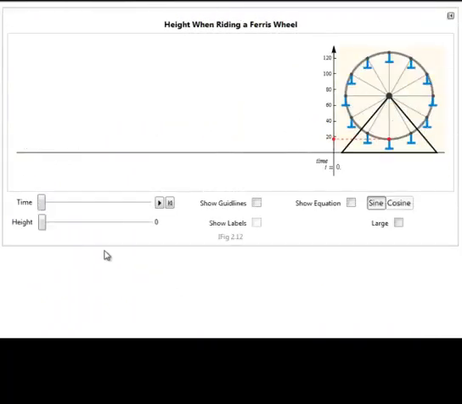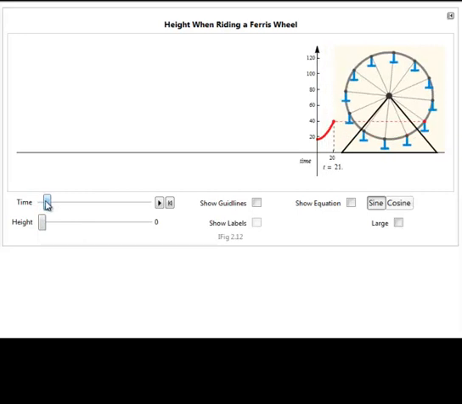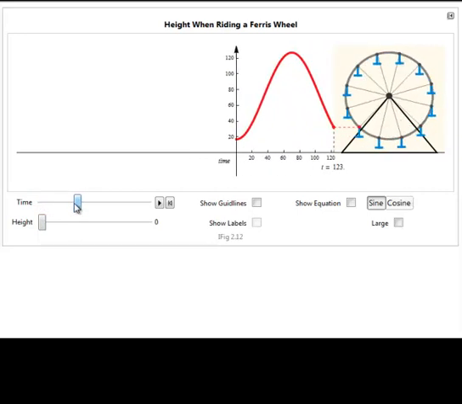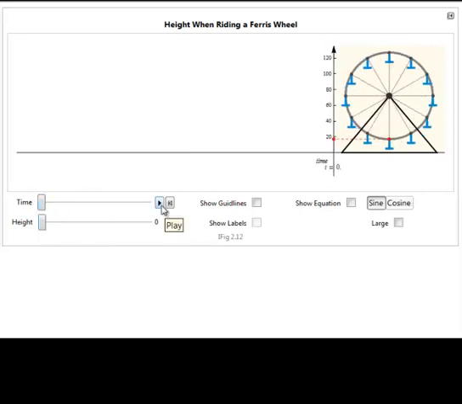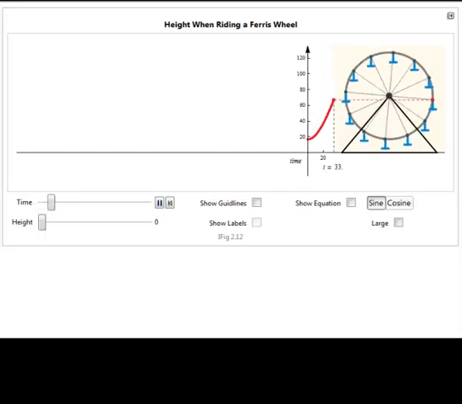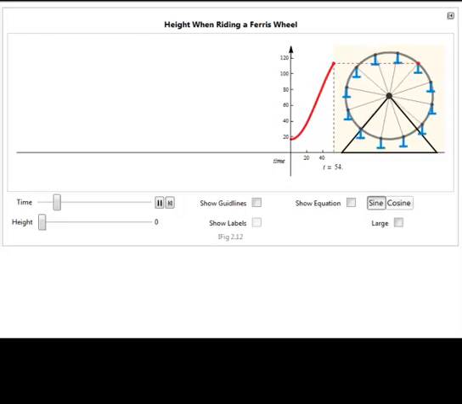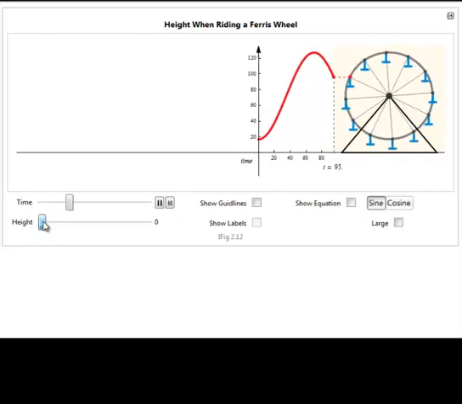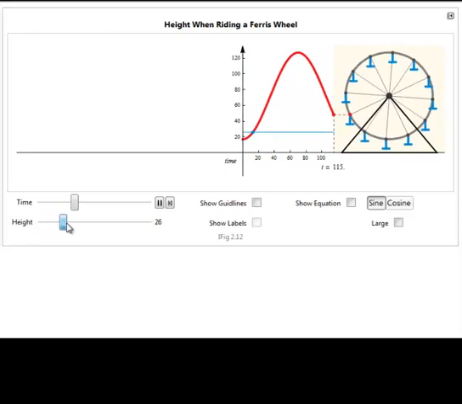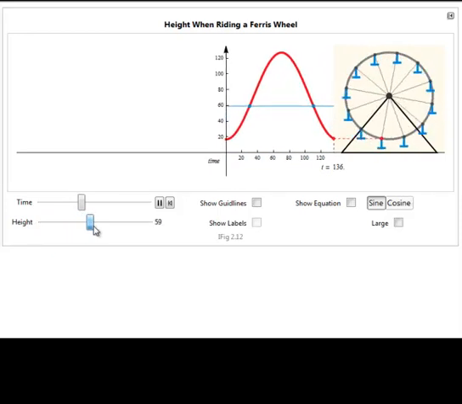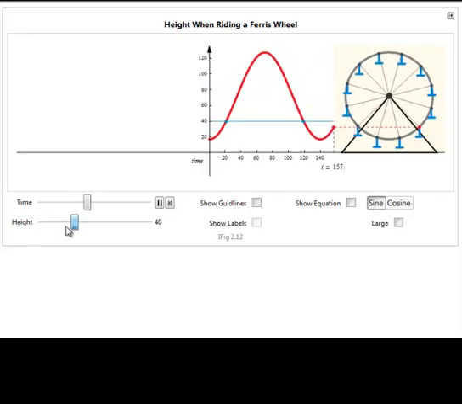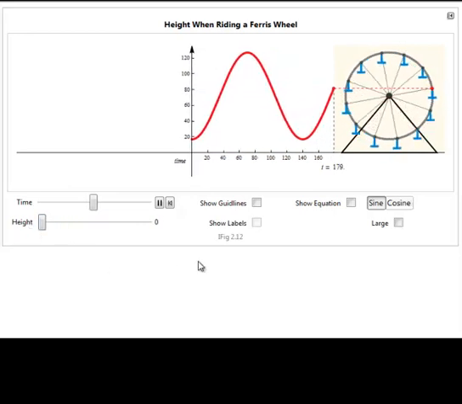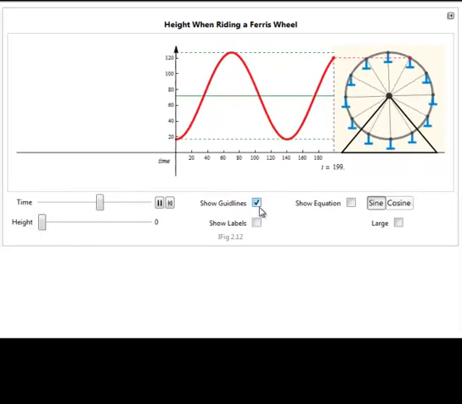In this figure, we may move the time slider or run the animation of the Ferris wheel. The height slider can be used to estimate the height of a point on the graph. The show guidelines show the lowest point, the center point, and the highest point on the graph.